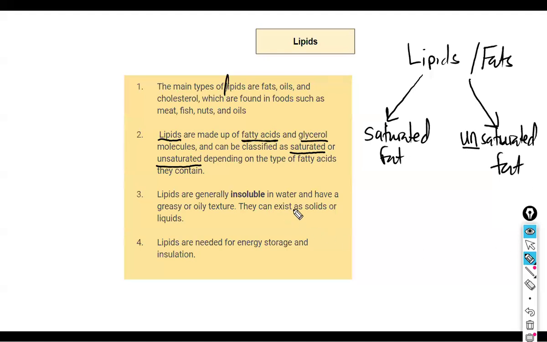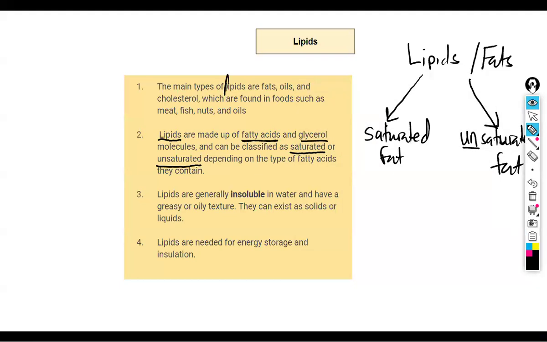Which one is the healthier one? Not all fats are bad. Remember, I told you, not all fats are bad, right? Which one is the healthy one? Saturated fat or unsaturated?